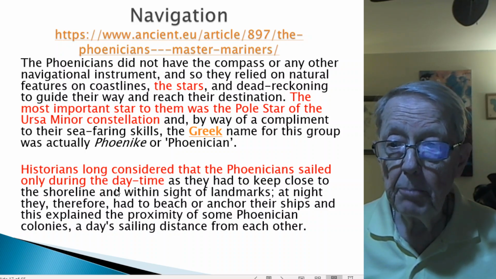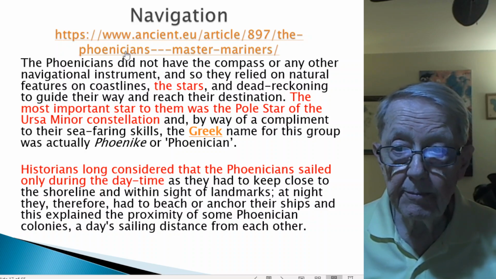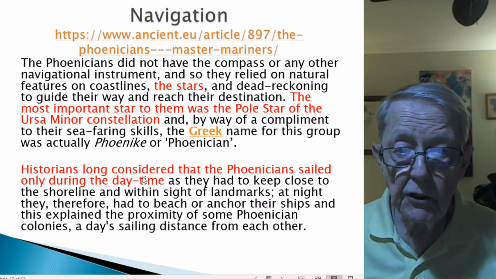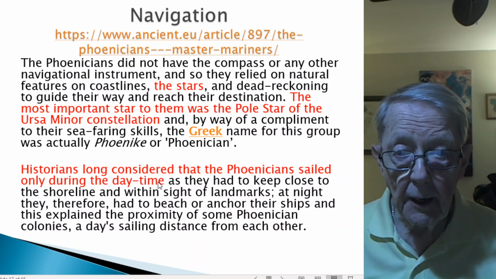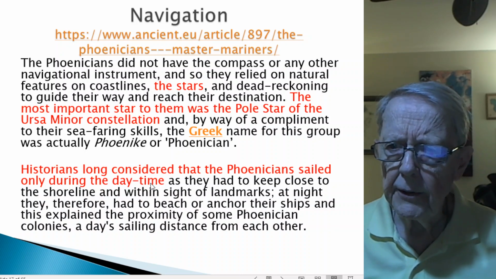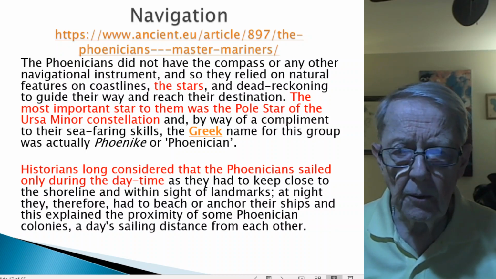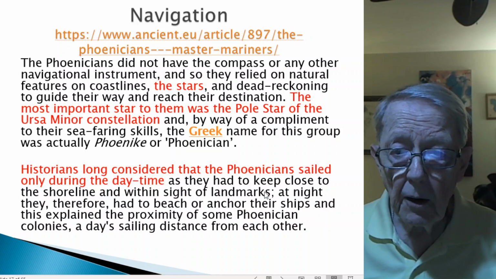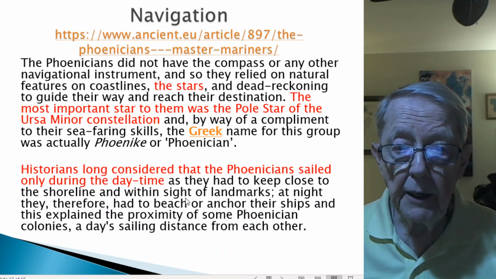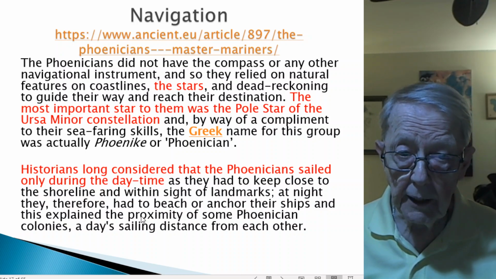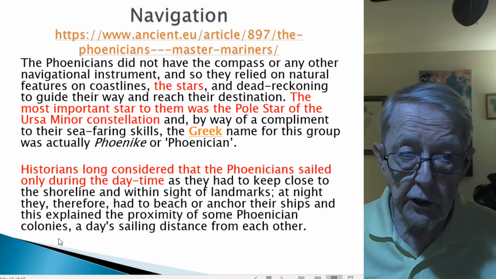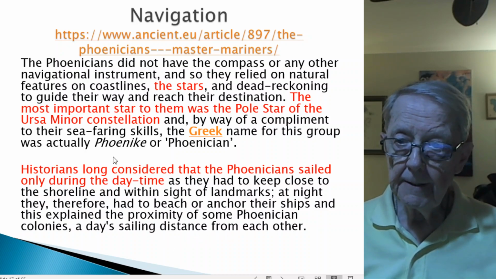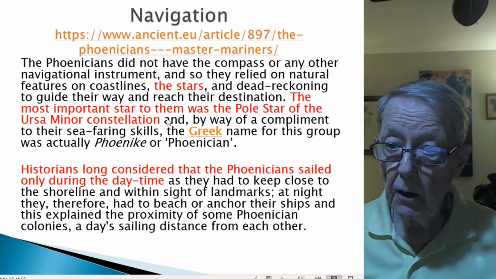In the same paragraph, in the same reference, you read, historians long considered that the Phoenicians sailed only during the daytime. No pole star during the daytime. Maybe you see it once in a while. They had to keep close to the shoreline and within sight of landmarks. At night, they therefore had to beach or anchor their ships, and this explained the proximity of the Phoenician colonies, a day's sailing distance from each other. Sounds like they didn't use it at all.